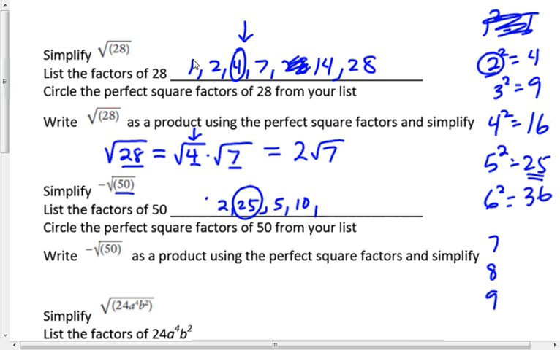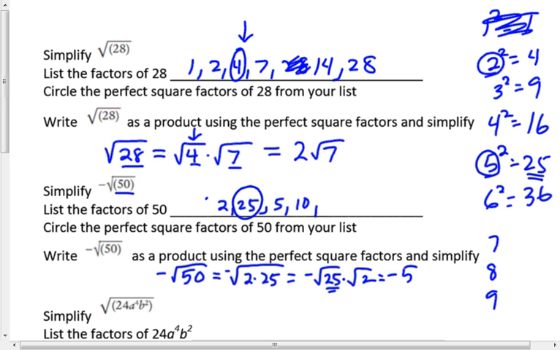I want to write the square root of 50 using that number. So 2 times 25 is 50, right? So I'm going to write this as negative square root of 25 times square root of 2. And the reason I'm doing that is because I know the square root of 25, that's a perfect square, so I can just write that as 5. So negative 5 times the square root of 2 is my final answer there.